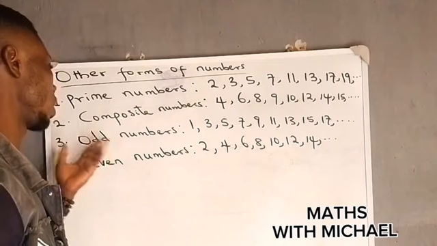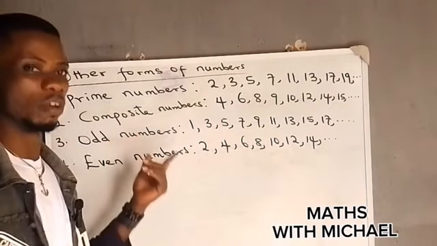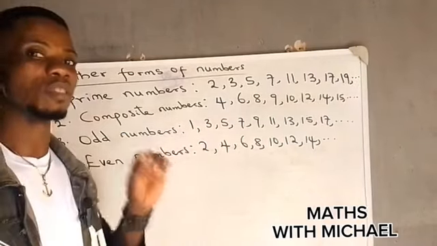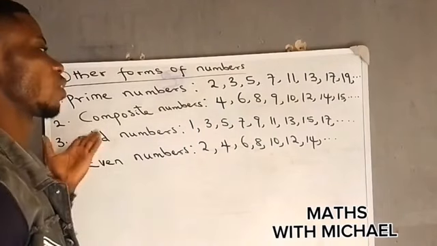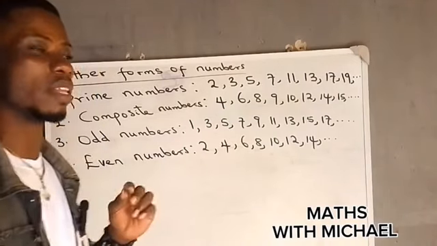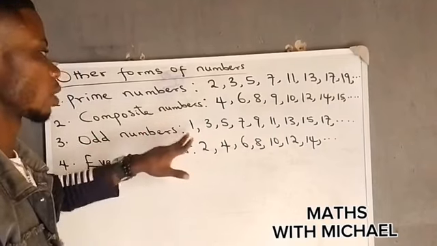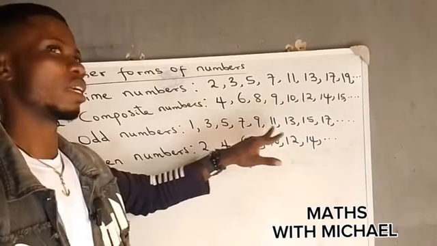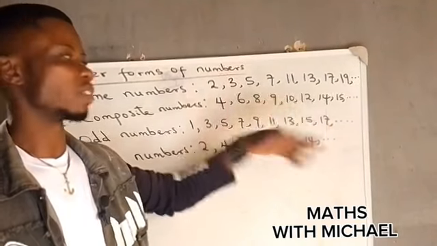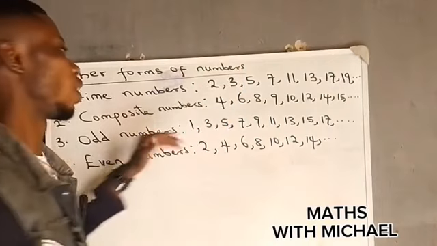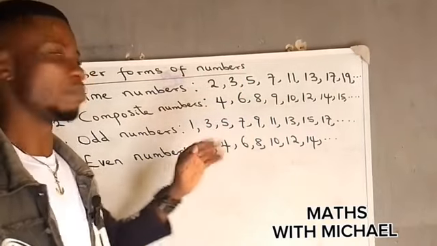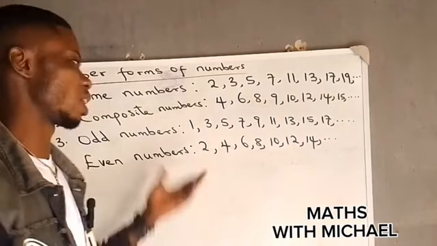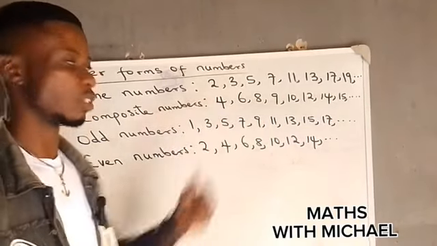Another form of numbers that we can talk about is odd numbers. The odd numbers are just numbers that cannot be divided by 2. Any number that 2 cannot divide is regarded as what? Odd numbers. Looking at these numbers, 1, 3, 5, 7, 9, 11, 13, 15, 17, and so on, they are all called odd numbers. The reason is that 2 cannot divide them. Since 2 cannot divide them without remainder, they are all termed odd numbers.